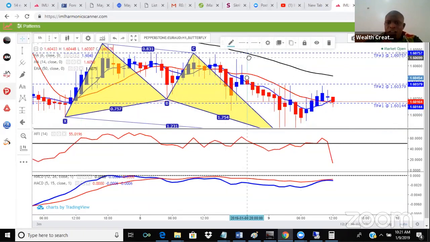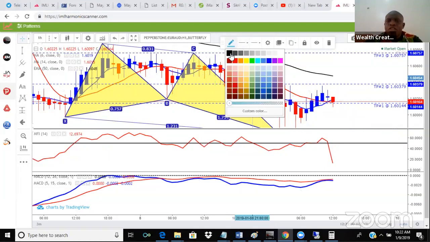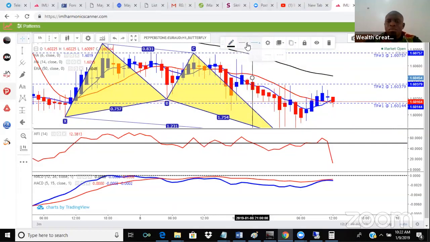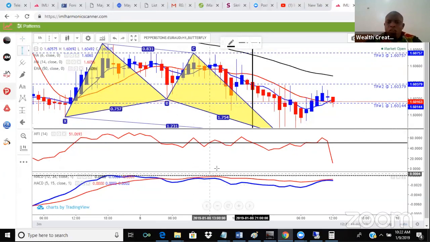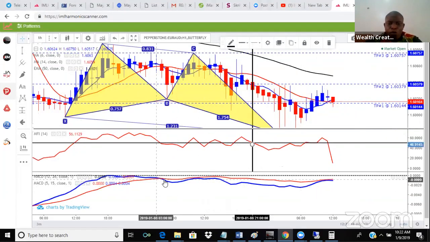Number one condition is set, is below. My number two condition is that my money flow must cross below the 50 line. And my blue MACD must be below the price line, which is this black line.